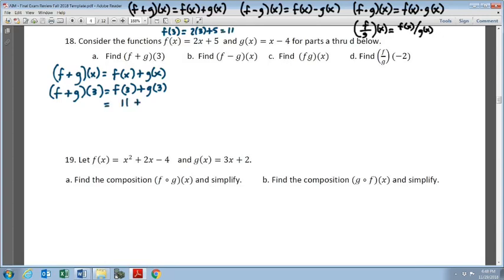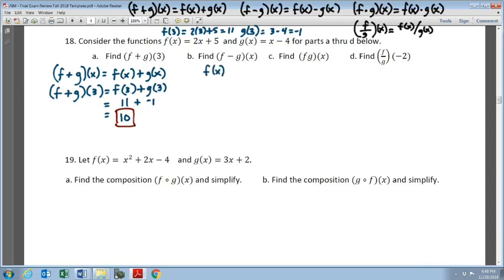So far we've got 11 plus g of 3. Let's plug 3 into the g function. We get 3 minus 4, and that's negative 1. And so we're going to be adding negative 1 here. And so f plus g of 3 is 10. On letter B, we have to find f minus g of x. Well, here we're just using this property up above.